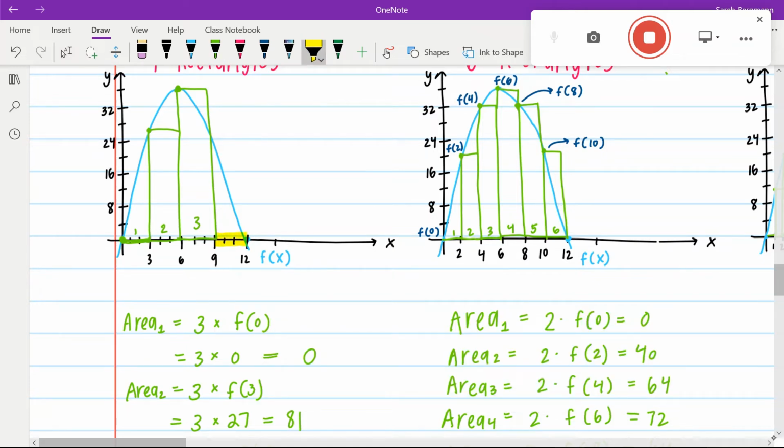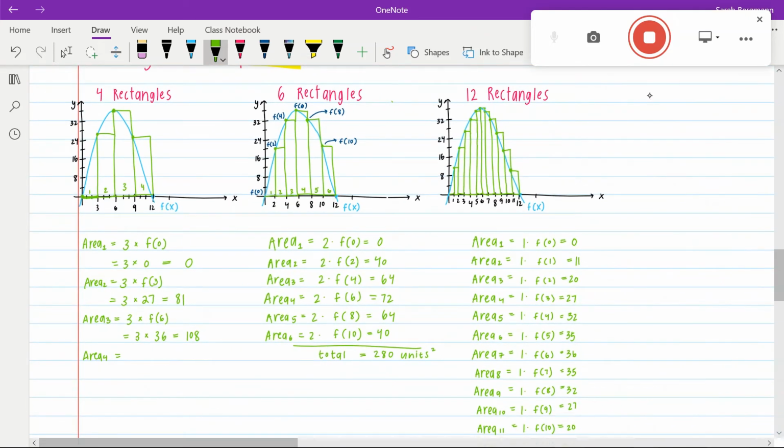Our fourth space is between 9 and 12. We want to fit a rectangle in this space. Remember, we're using left endpoints, so the left of that would be 9. And it goes up to about here on our graph. There's our fourth rectangle. To find the area of the fourth rectangle, the width is 3. The height, since we're using the left endpoint, is f of 9. f of 9 is equal to 27. 27 times 3, again, is 81.